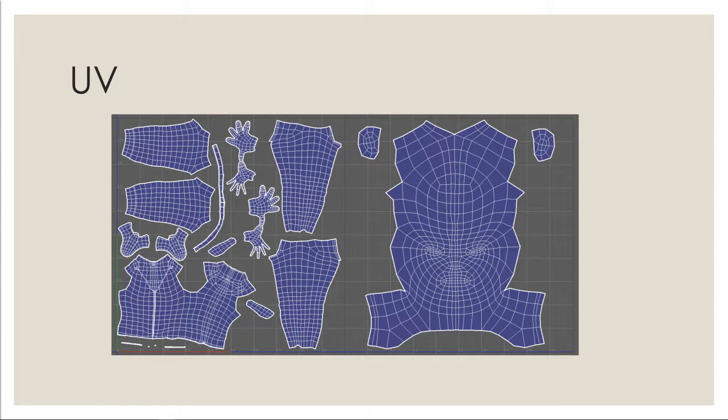Then I would connect them by using the sew and move tool and then unfolding it and using the smooth tool on the UV shell. And this helps minimize seams on the model.